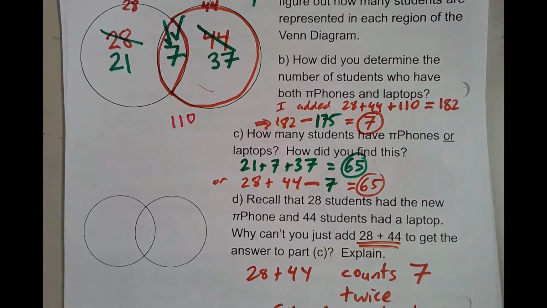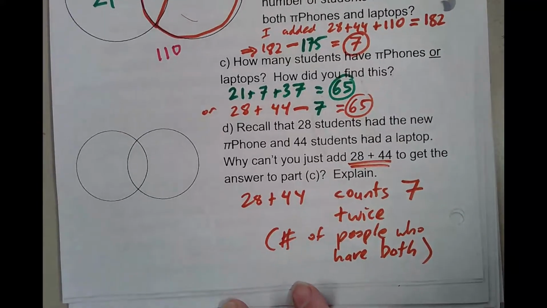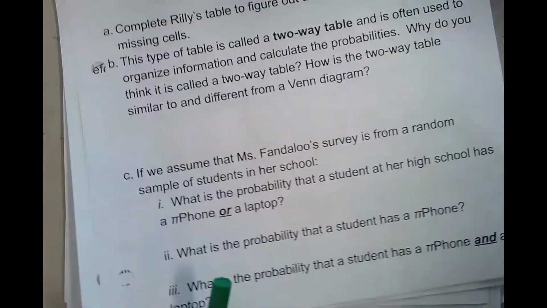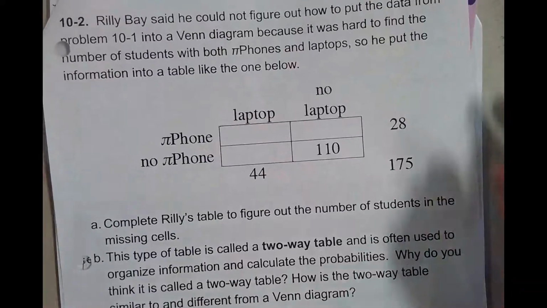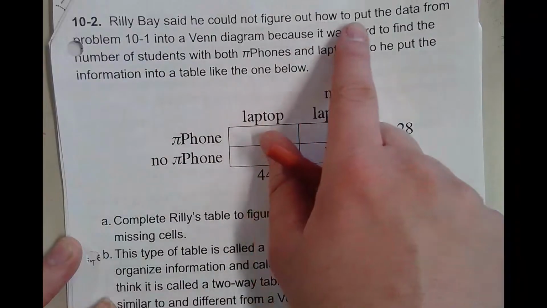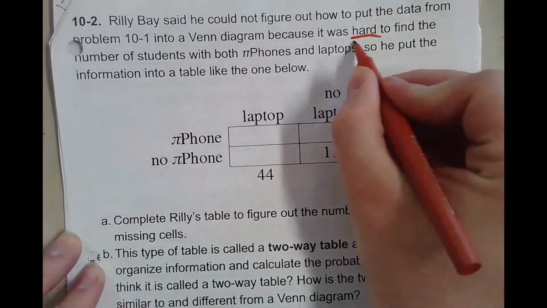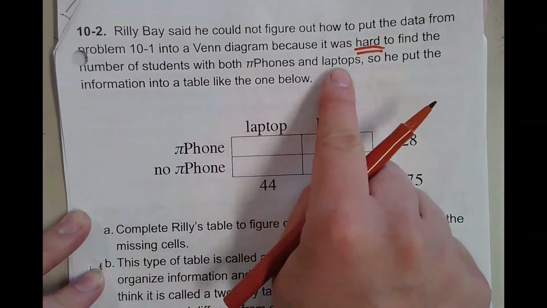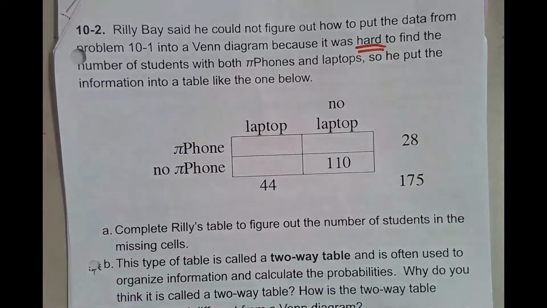So let's go ahead and flip our paper. We're going to move on to the next page, which is the more important part, where it says we can organize all of this data into a table. 10-2. Rayleigh said he could not figure out how to put the data from problem 10-1 into a Venn diagram because it was hard to find the number of students with both iPhones and laptops. So he put the information into a table like the one below.